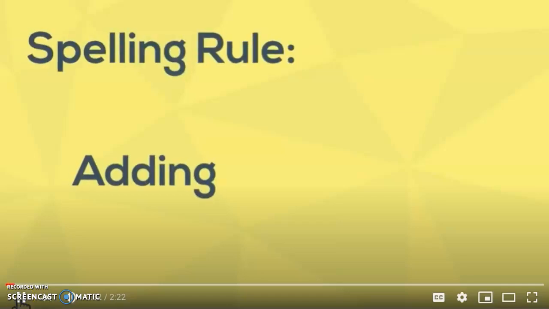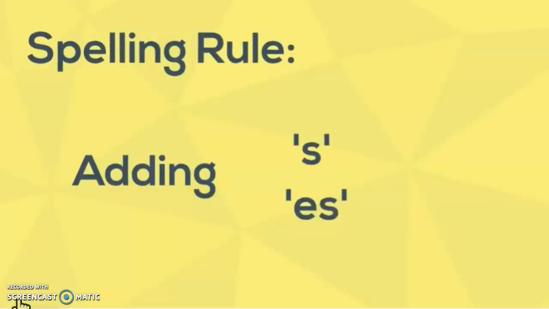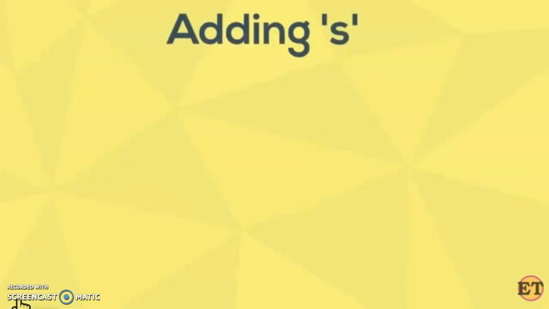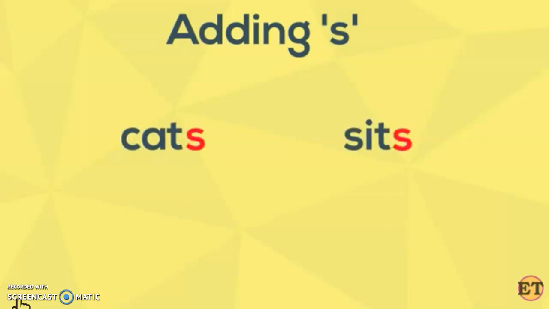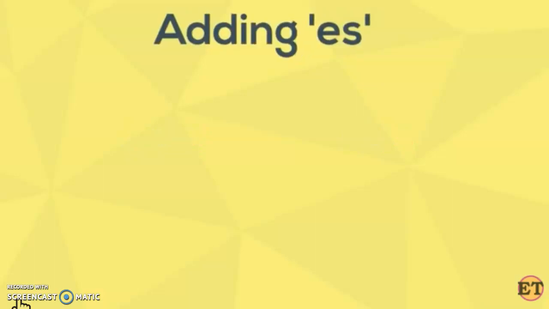Today we are going to review adding s and es to the ends of words. Some words we just add s, like the plural form of most nouns and the present tense of most verbs, like cat and sit. We just add s to make cats and sits. But some words need es.